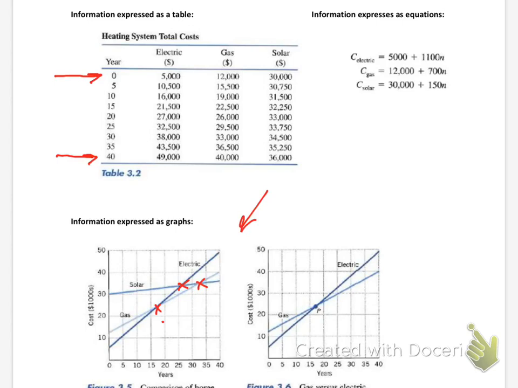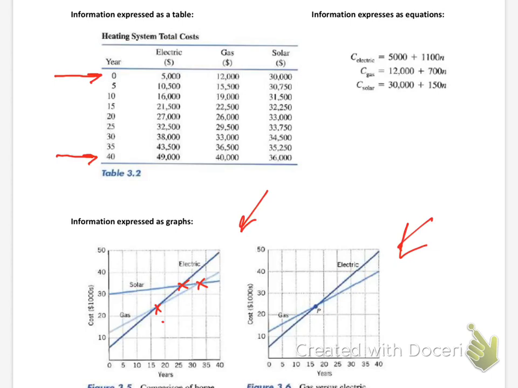The next table right here only compares traditional heating systems, gas and electric. And you can see that if you were going to buy a new system, it would be cheaper initially to buy electric, but beyond year 16 or 17, the electric is more expensive and the gas is less expensive. And this means, all else equal.